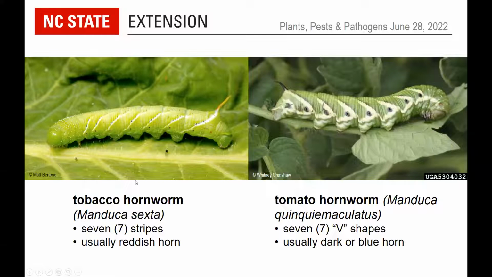They're superficially very similar, but they differ in a couple of key characters. Like I said, tobacco hornworm is the most common on tomatoes, ironically, and it has 7 stripes on it versus the 7 V shapes on tomato hornworm. Also, the tobacco hornworm's horn is usually a reddish yellow-orange color, whereas in tomato hornworm, it's typically a dark color. So this is how you get to tell the difference. But I would say, like I said, most commonly, you're going to get tobacco hornworm on your garden tomatoes.